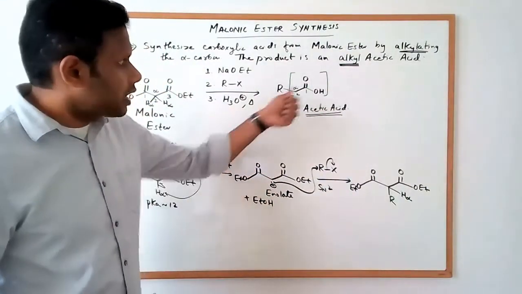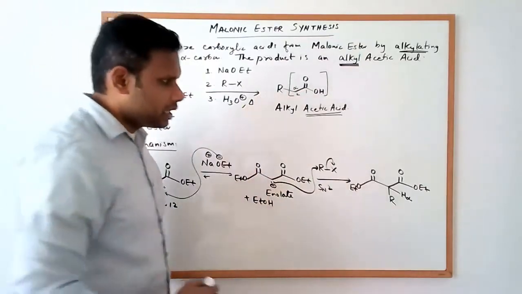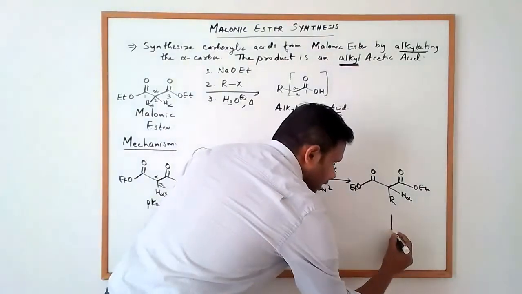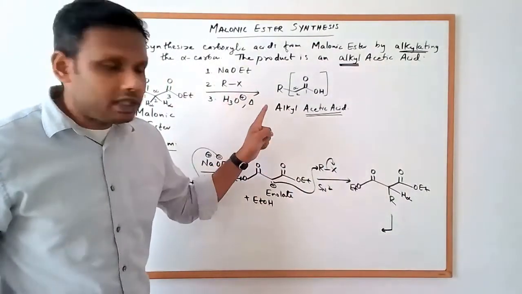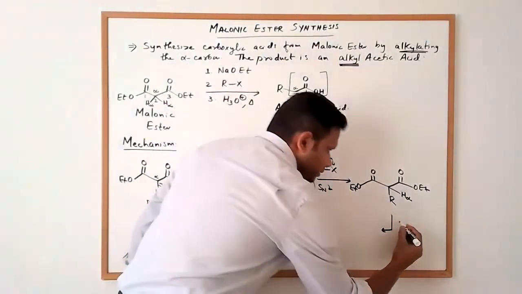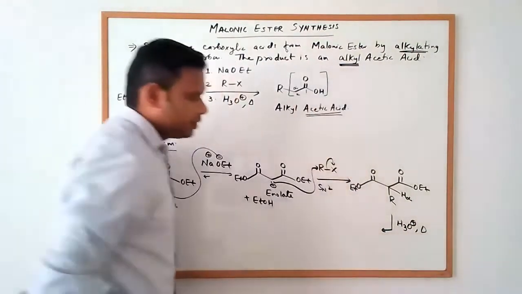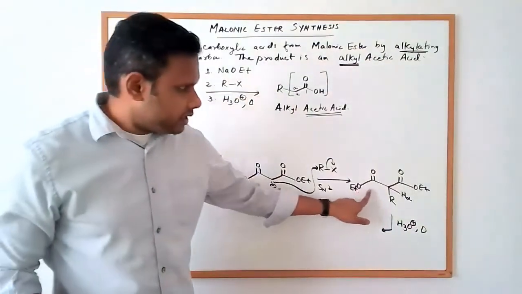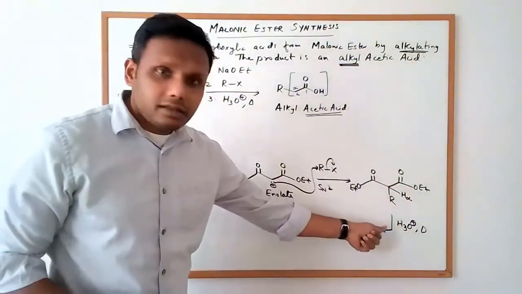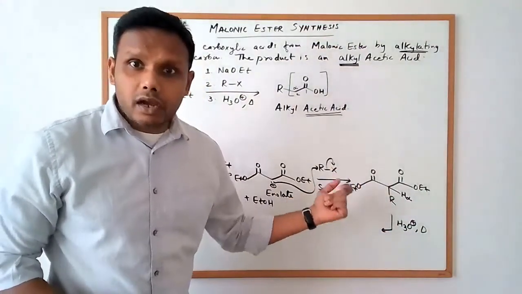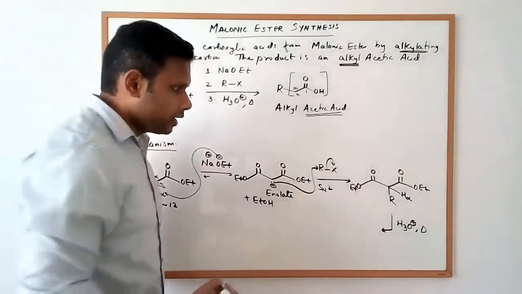What is going on here? How does this ester become the alkylacetic acid? Okay, so the next step here is the reaction with the acid. You're heating it with acid. So we have an ester and we reheat it with H3O plus. That is the ester hydrolysis reaction. Okay, so the ester can get hydrolyzed.